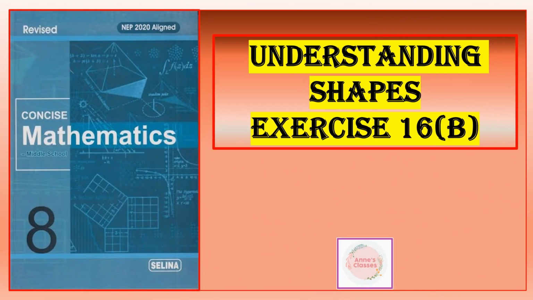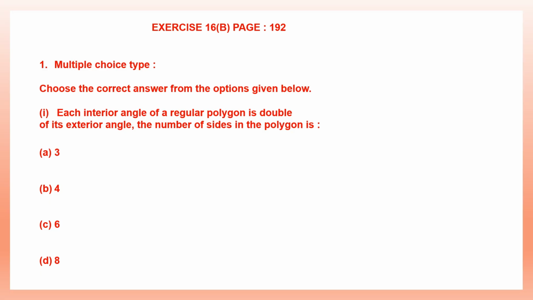Let's do Understanding Shapes, exercise 16b. Page number 192, the multiple choice type. Choose the correct answer from the options given below. Each interior angle of a regular polygon.